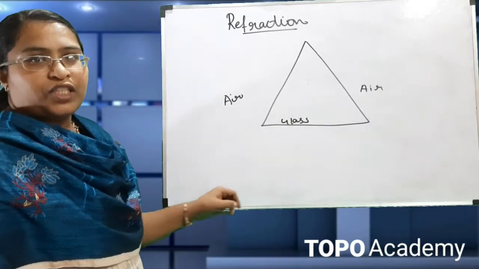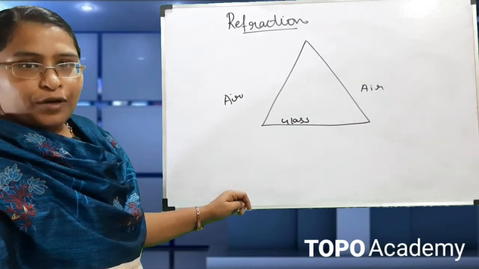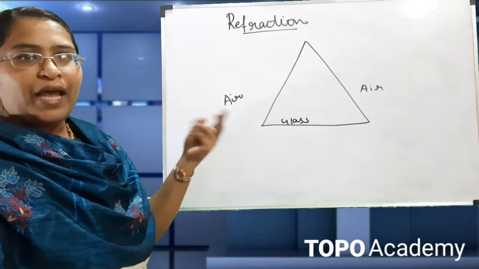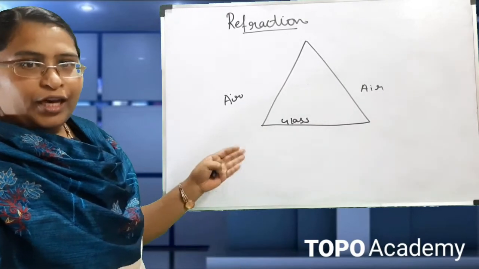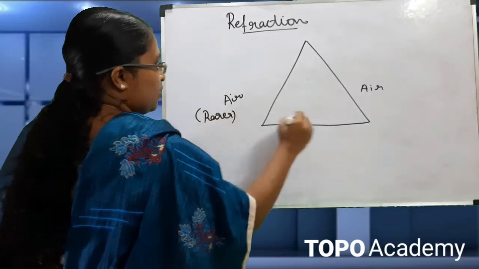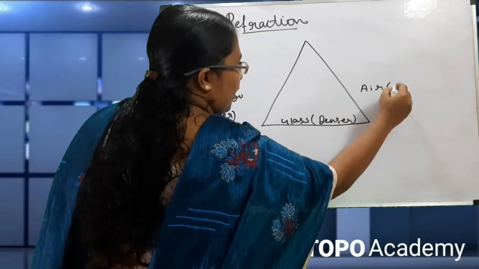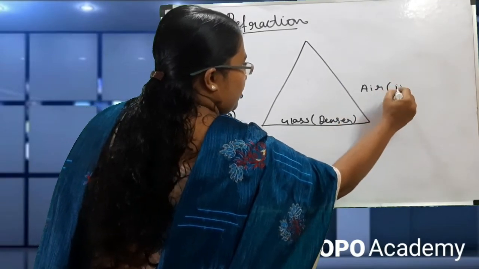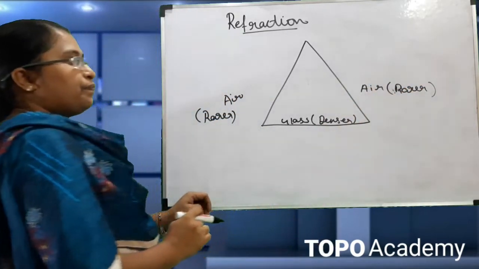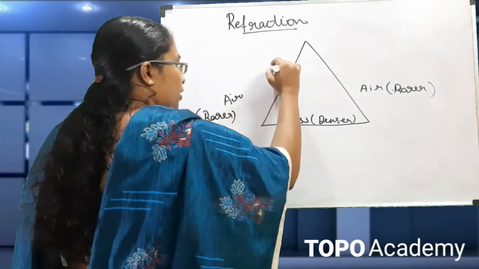We have seen in the last chapter, when a ray of light is passing from rarer to denser medium, it will bend towards the normal, and when it is moving from denser medium to rarer medium, it will bend away from the normal. So here air is the rarer medium and glass is the denser medium. Here a ray of light is incident, and we can draw the normal.